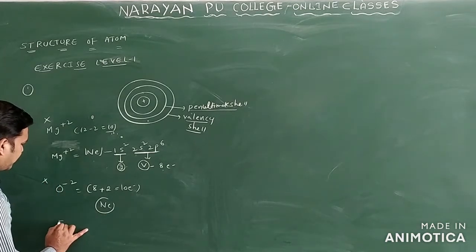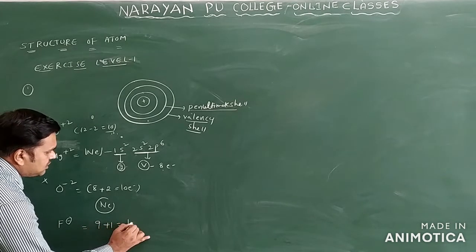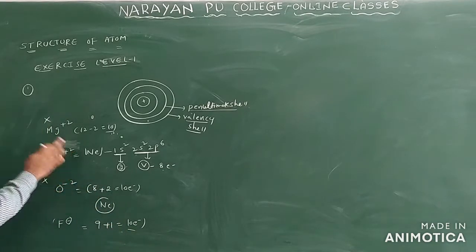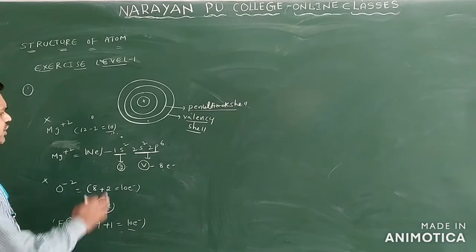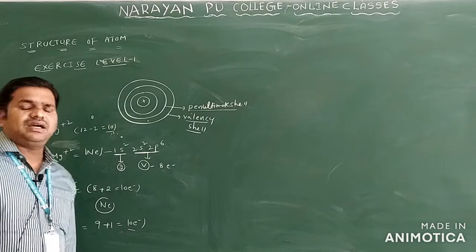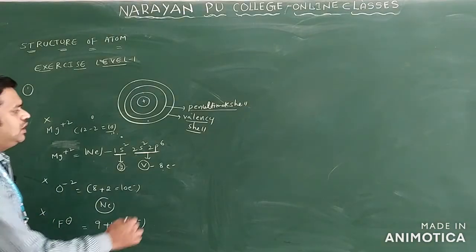Now we can see F minus we have. F minus, this is 9 plus 1, that is also how many electrons? 10 electrons only we have. 10 electrons means the configuration is the same as neon. So neon means 2 penultimate electrons and 8 valence electrons are there. So this is also not a correct answer for this one. Come to the next option.